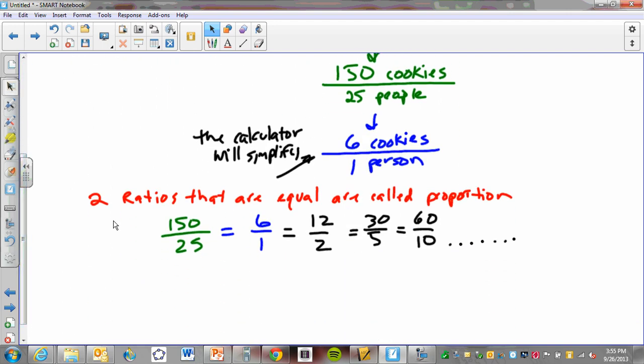And when you see two ratios that are equal, they are called a proportion. So our 150 to 25 is the same as 6 to 1, is the same as 12 over 2, is the same as 30 to 5, is the same as 60 to 10. And all of these are equal with each other. So 150 over 25 is the same as 12 over 2. 150 over 25 is the same as 30 over 5. 12 over 2 is the same as 60 over 10. All of these are proportional to each other.